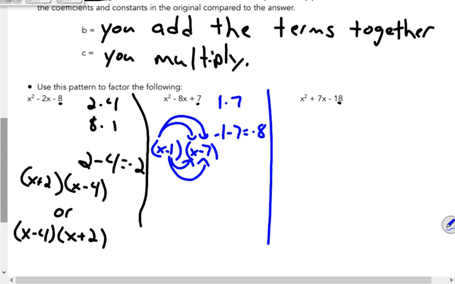Next one. You guys find factors of negative 18 that'll give me positive 7. Hold on, Chad. No rewards for those that work in it. Any of those add up to negative 7?